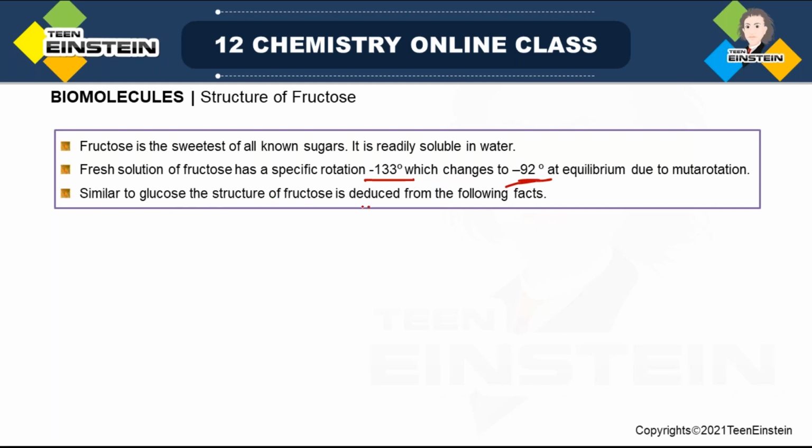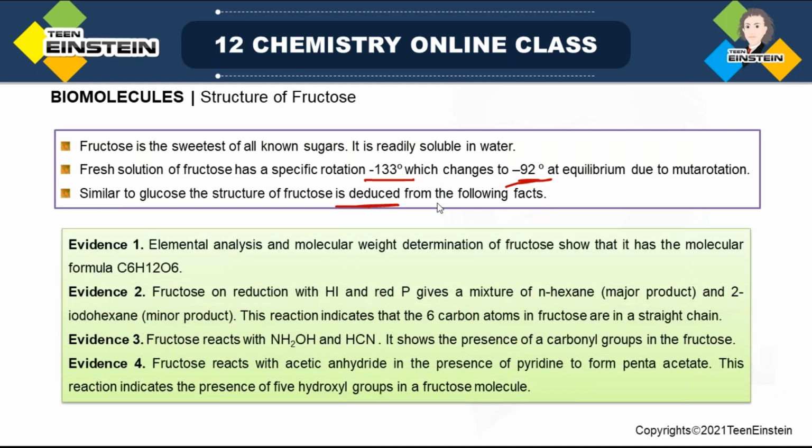Similar to glucose, the structure of fructose we can deduce from the following facts, I mean evidence. Remember the first evidence we have done in case of glucose, elemental analysis, molecular determination. It proves this should be the molecular formula. So this is very basic initial information, but gradually we will see details, evidences.